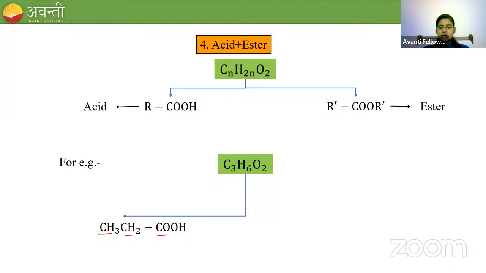And what could be the formula for ester? So ester should be CH3COOCH3. So we have 3 carbon, 6 hydrogen and 2 oxygen. So only acid and ester pair will have 2 oxygens. All other compounds, aldehyde, ketone, alcohol, ether, all those other 4 compounds will have only 1 oxygen. The 2 oxygen containing compounds are acid and ester. This is the fourth pair.